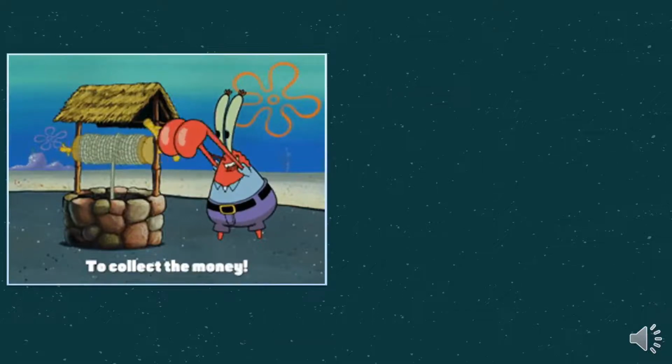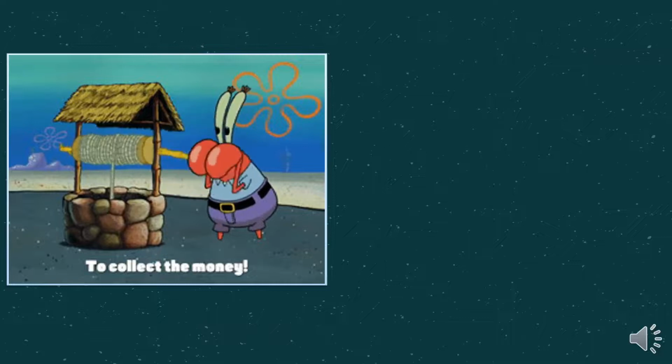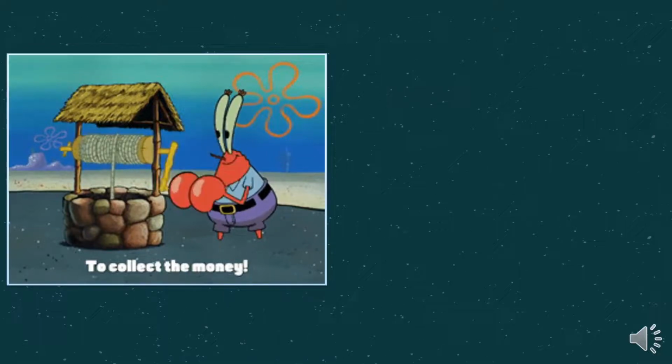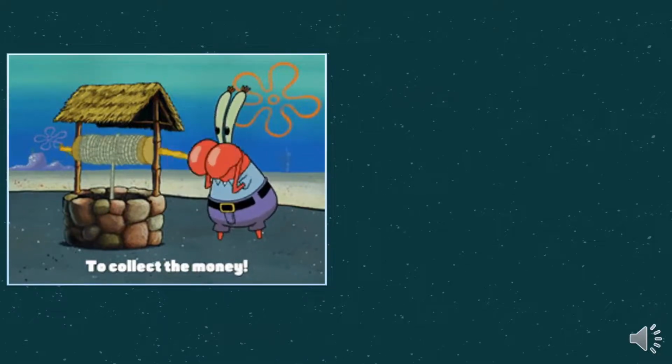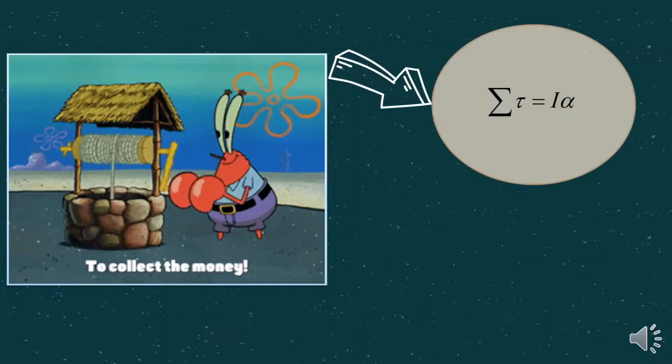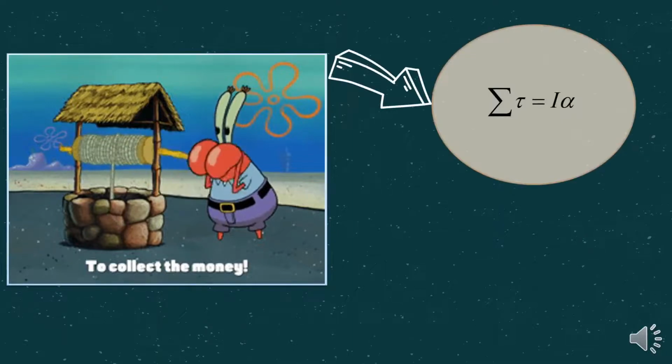Now look at Mr. Crab. He is pulling the money from the well. He exerts a force perpendicular to the distance of the pulley, which causes the pulley to rotate with angular acceleration. Before this, we defined torque as the product of the force and its perpendicular distance. In this example, the relationship between torque and angular acceleration can be written as torque equal to I alpha.